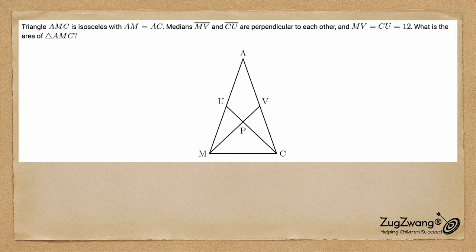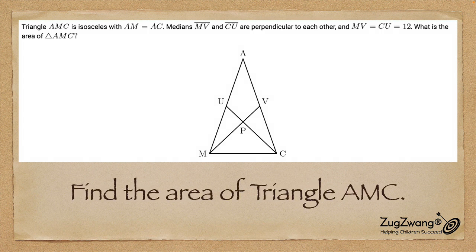There's something unique about this problem. The medians are perpendicular to each other. MV equals CU equals 12. So not only do we know that the medians are perpendicular, we also know their length, it's 12. Now the question says, what is the area of AMC? That is what we need to find out. What's the area of AMC?